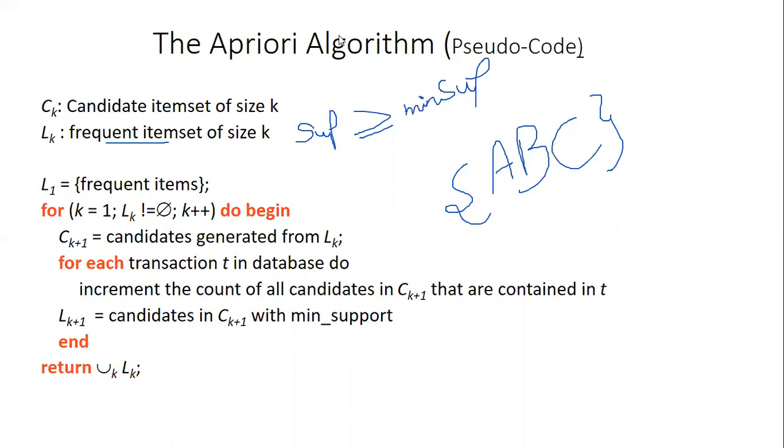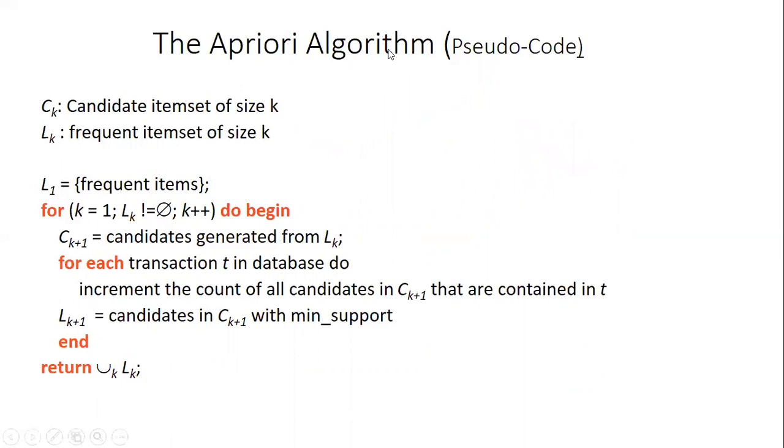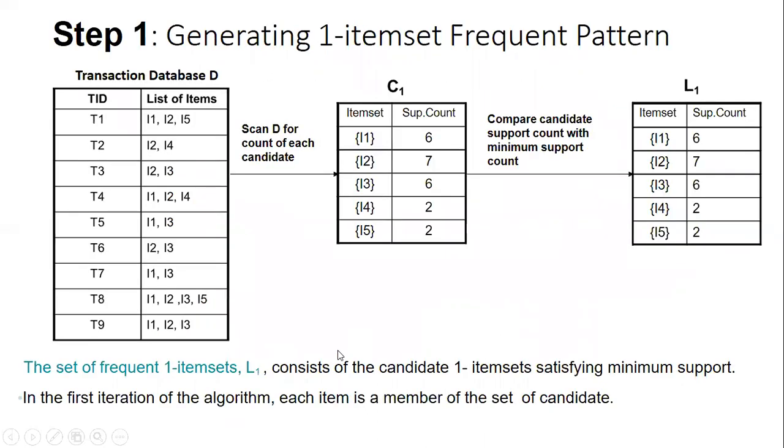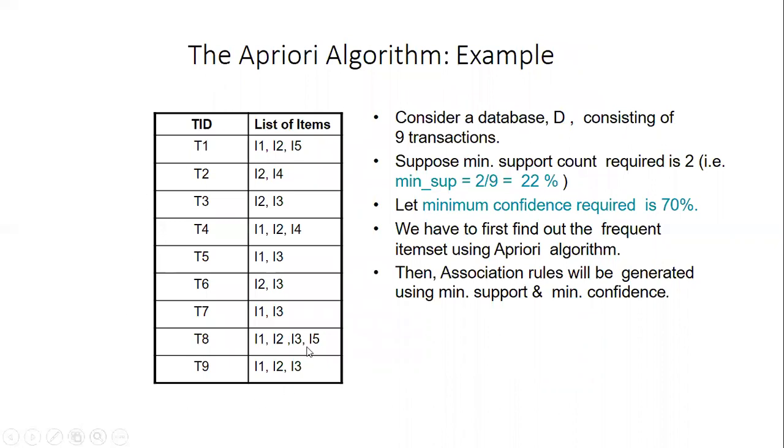Just a minute, I'll clear this drawing I have done. Okay, I want you to concentrate on this example. We'll discuss it in detail. So consider the database D. This is the transaction database consisting of 9 transactions. Here the minimum support is given as 2.